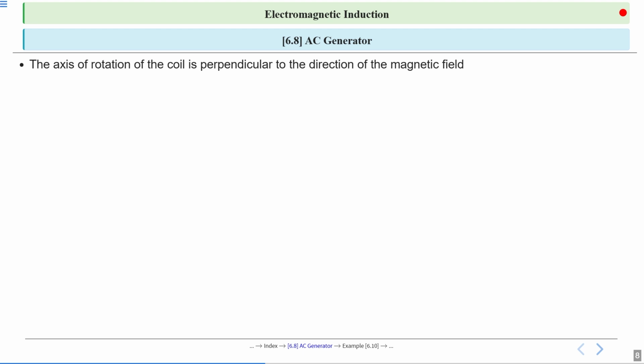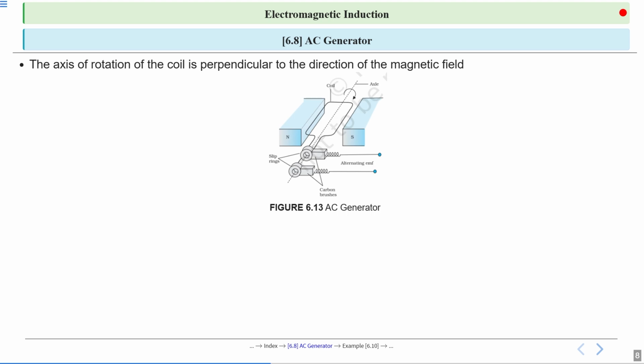The axis of rotation of the coil is perpendicular to the direction of the magnetic field. So the axis about which this coil is rotating is perpendicular to the direction of the magnetic field. The direction of the magnetic field is from north to south, and the axis about which the coil is rotating is perpendicular to that. You can see in the diagram, the magnetic field direction is from north to south. This is a tilted view. You can see from the front, the magnetic field direction will be from north to south. The axis is exactly perpendicular to the direction of the magnetic field.